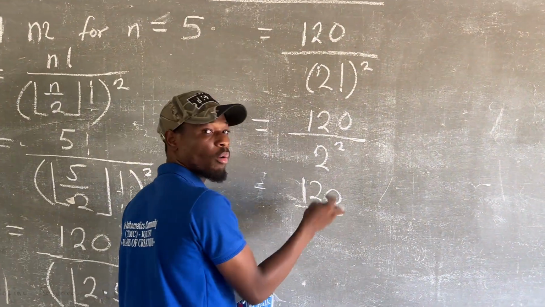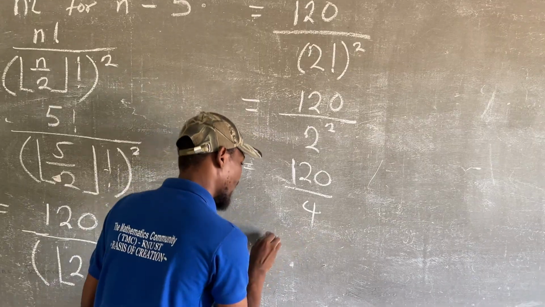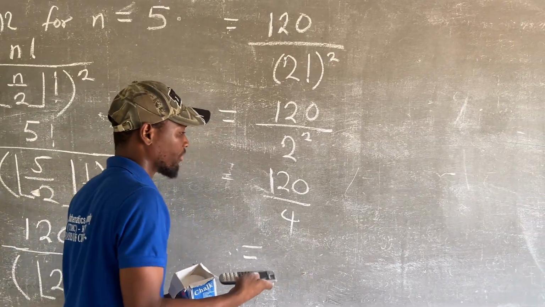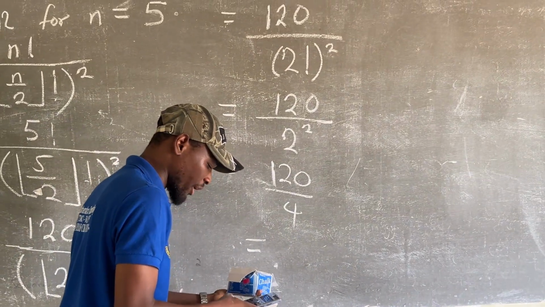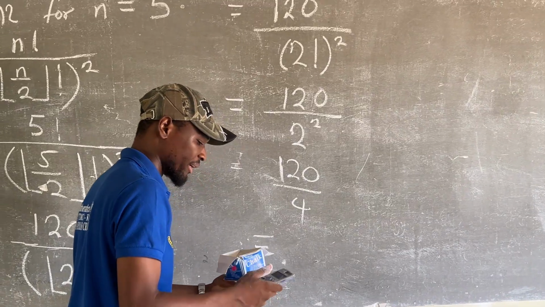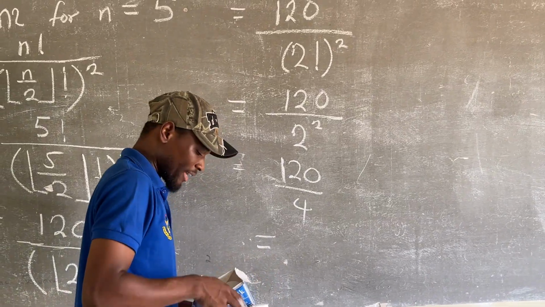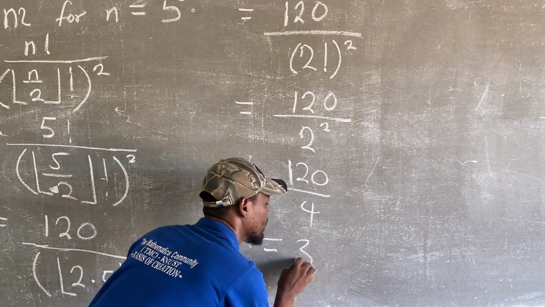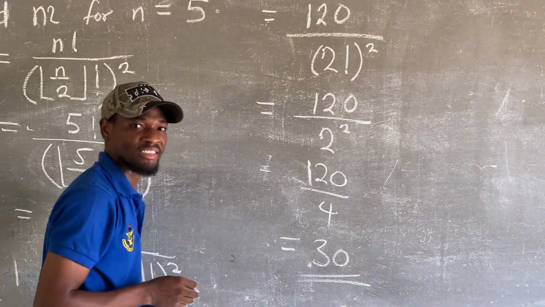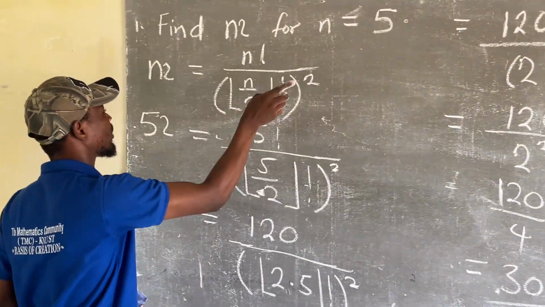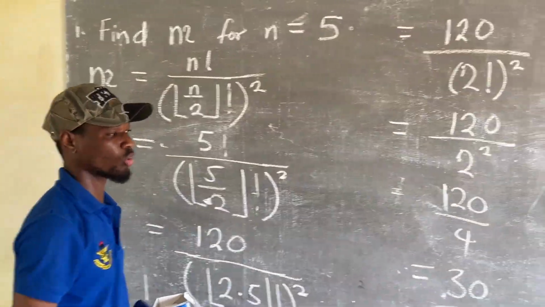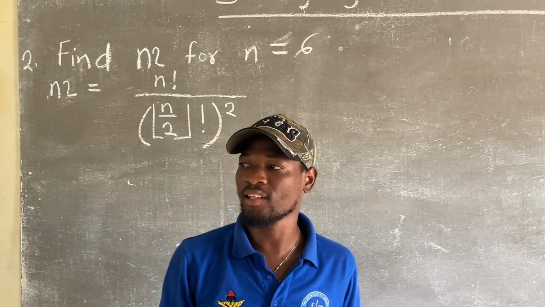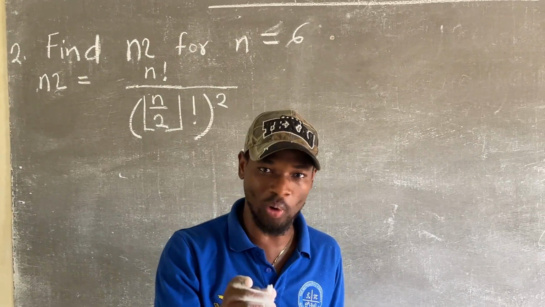120 all over 4. And with the help of the calculator, 120 over 4 is simply 30. As simple as that. So viewers, the swinging factorial of 5 equals 30. Okay, viewers, let us consider the second question.